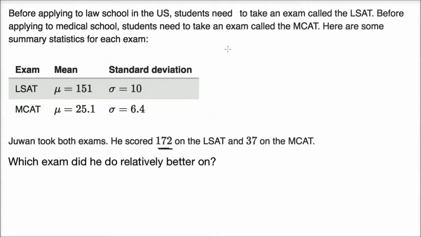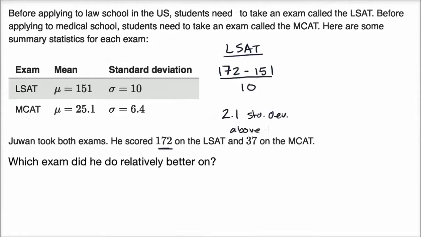So on the LSAT, let me write this down. On the LSAT, he scored 172. So how many standard deviations is that going to be? Well, let's take 172, his score, minus the mean. So this is the absolute number that he scored above the mean. And now let's divide that by the standard deviation. So on the LSAT, this is going to be 21 divided by 10. So this is 2.1 standard deviations above the mean. You could view this as a z-score. It's a z-score of 2.1. We are 2.1 above the mean in this situation.